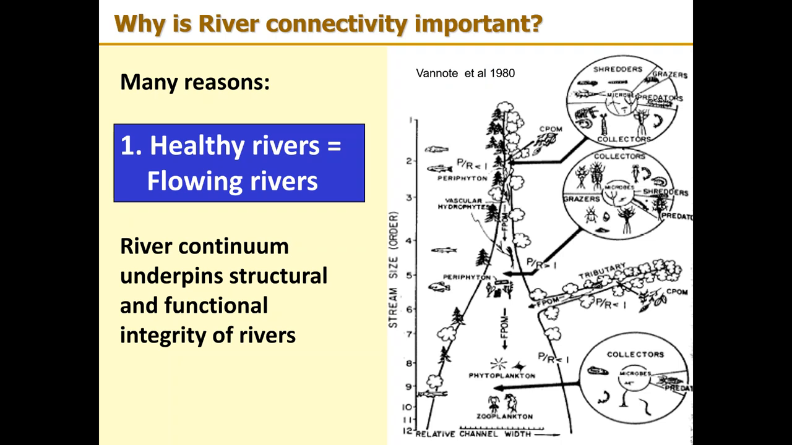So from headwaters to the mouth, you find a predictable and gradual change in production and respiration, in stream order, in the depth, in the water quality, and also in the flux of nutrients. Okay, so that river continuum concept underpins what is regarded as the structural and functional integrity of rivers. So that's a very powerful reason, I think, why we need to maintain connectivity, but it's not the only one.